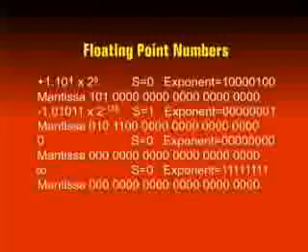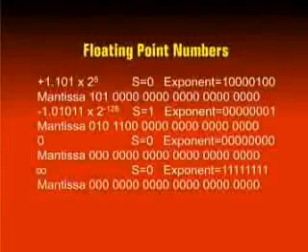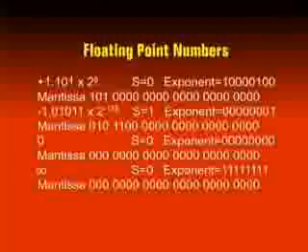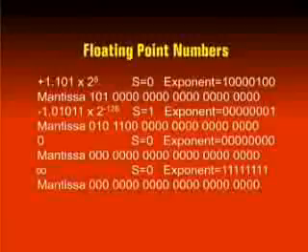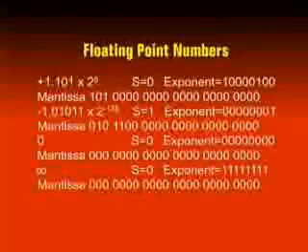Consider the second example. The number is minus 1.01011 times 2 power minus 126. What is the sign bit? The sign bit is 1 because the number is negative. What is the exponent value? Well, the exponent is negative 126. Since we are using the biased 127 number system, you add the number 127 to minus 126. The result is 1. So the exponent field has the value 1.